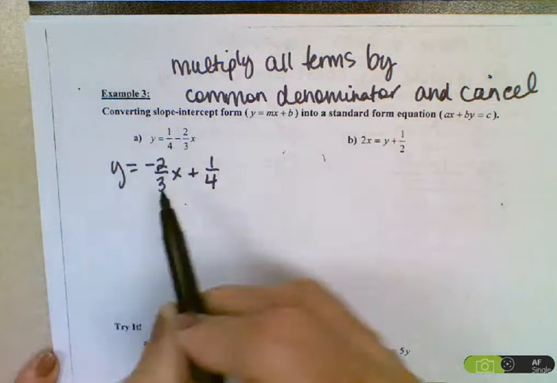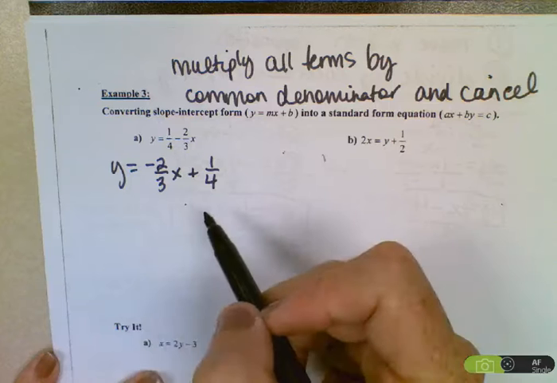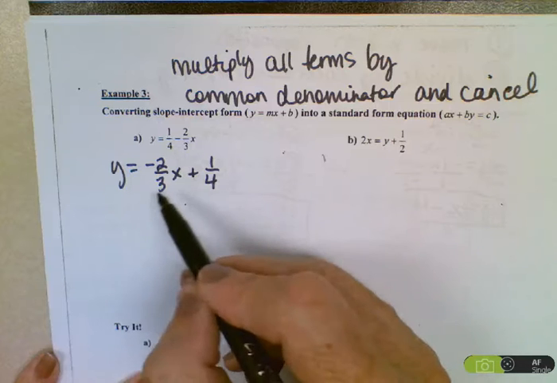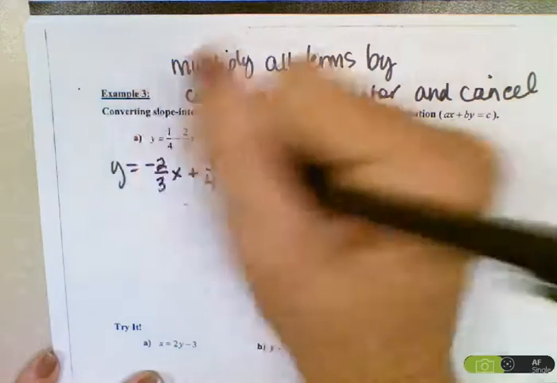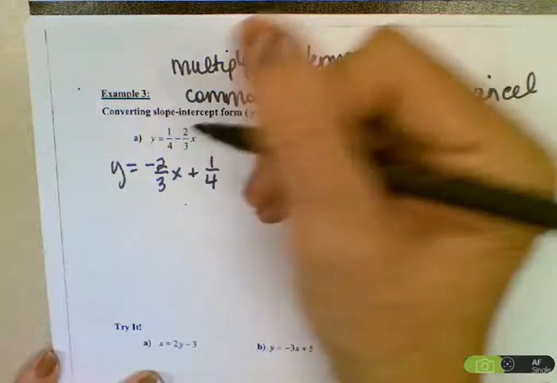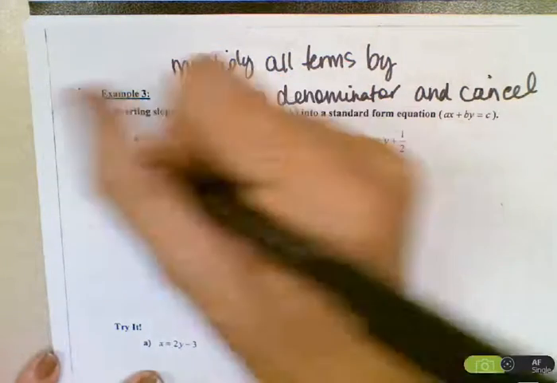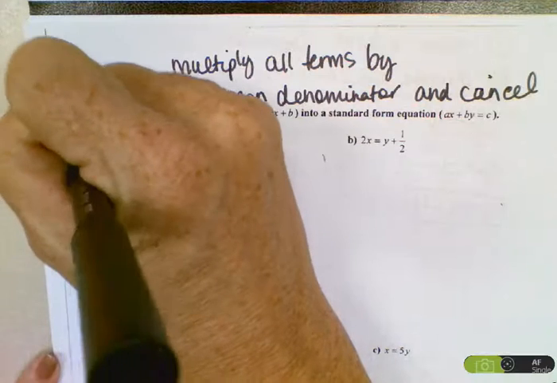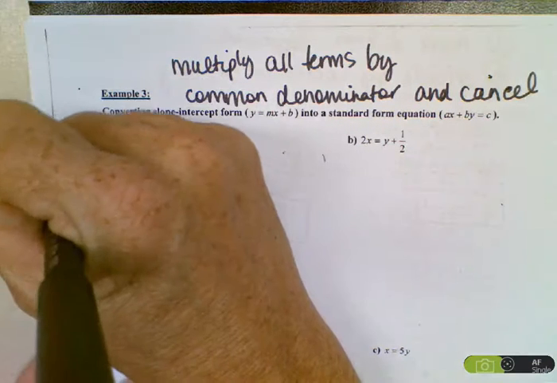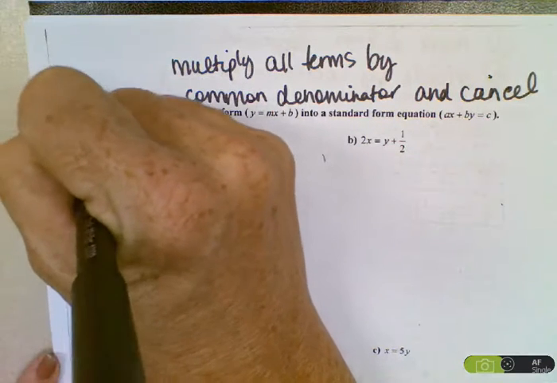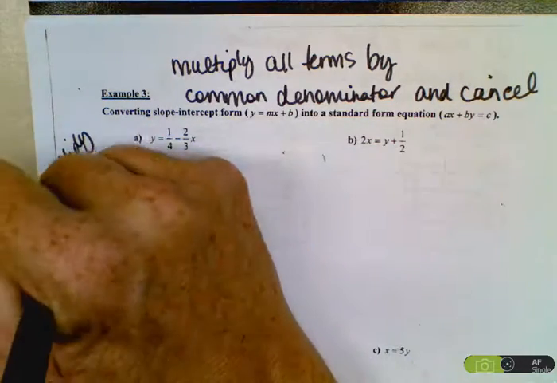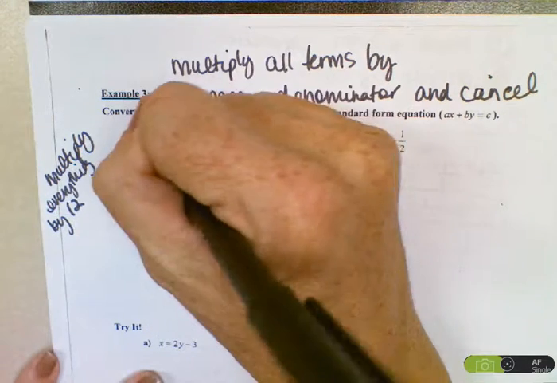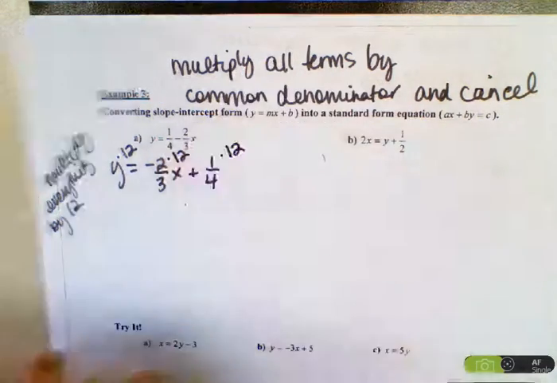So now all I have to do is find a number that 3 and 4 will go into, and the easiest way to do that is multiply everything by that number. So 3 times 4 is 12. And, sorry, the easiest way to find that is just multiply the two of them together. So I need to multiply all by 12. So multiply everything. All the terms, left side, right side, everything. So 1, 2, 3 terms need to be multiplied by 12. So we're going to multiply that by 12, that by 12, and that by 12.